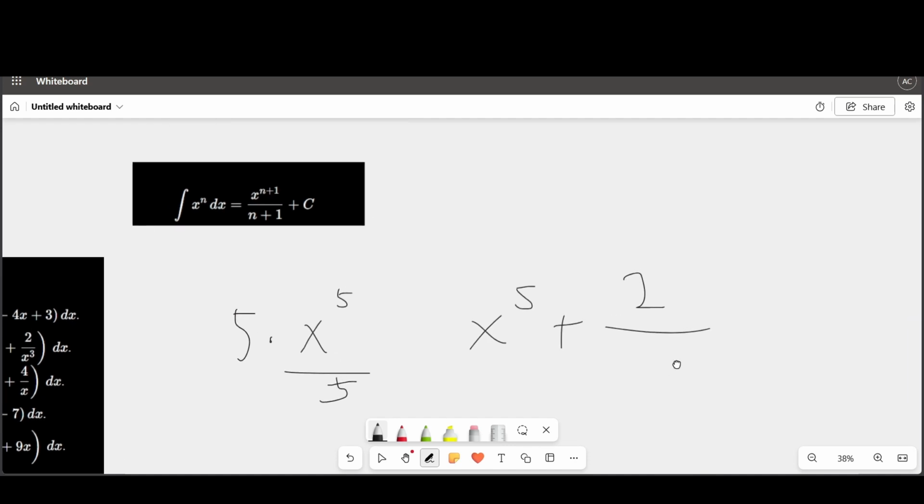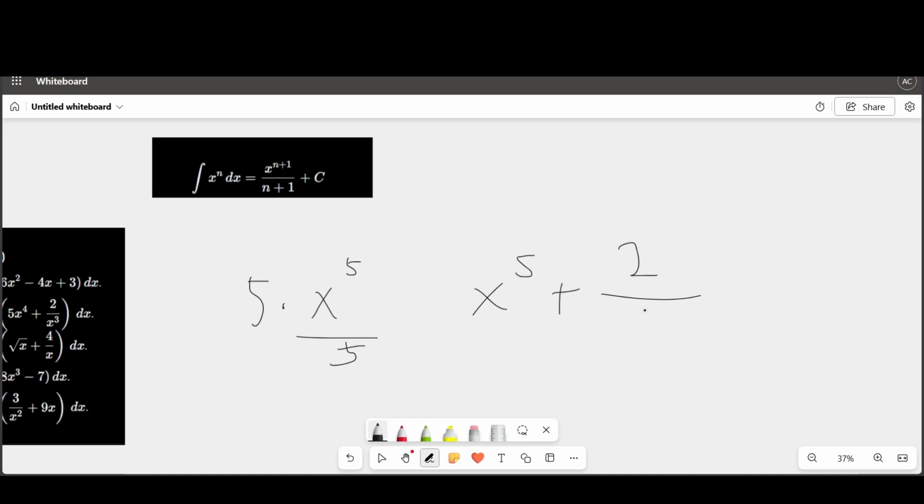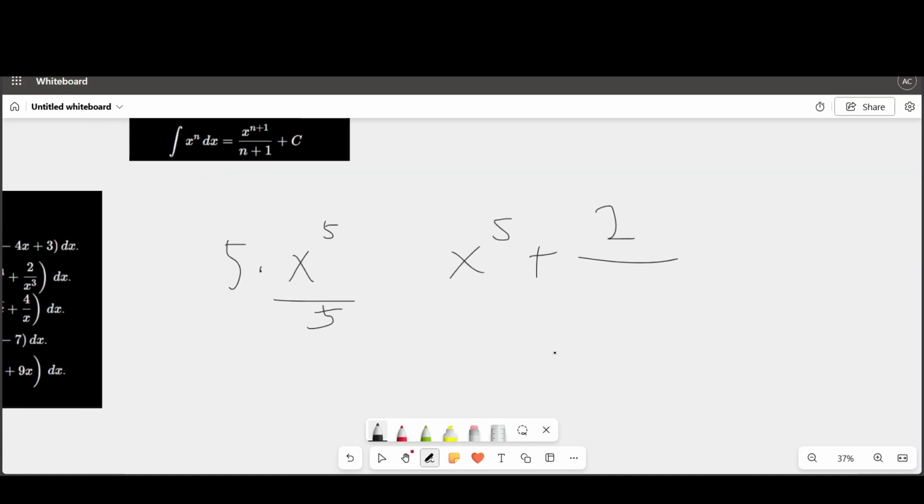I know I'm going to be wrong at some point. I'm just trying to do a little bit of trial and error, see how this works. So let's try and integrate that. You have x^4. How do I solve this first?